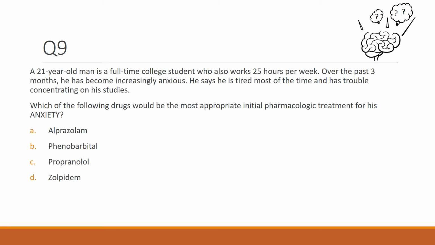The next question is about a 21-year-old man who is a full-time college student and also works 25 hours per week. Over the past 3 months, he has become increasingly anxious. He says he is tired most of the time and has trouble concentrating on his studies. Which of the following drugs would be the most appropriate initial pharmacologic treatment for his anxiety? Alprazolam, phenobarbital, propranolol, or zolpidem?